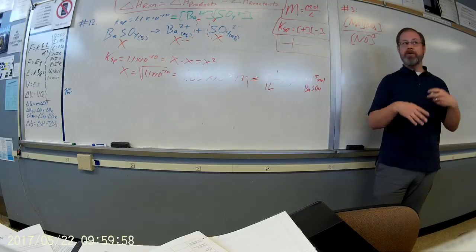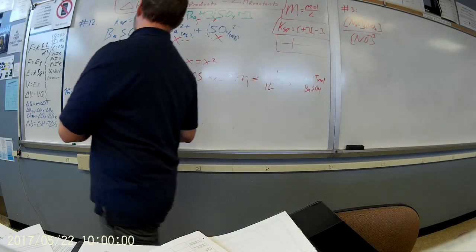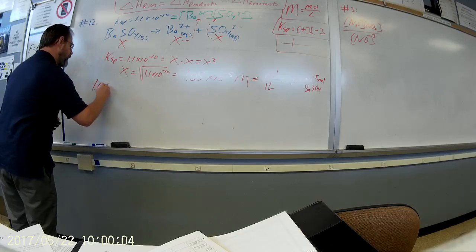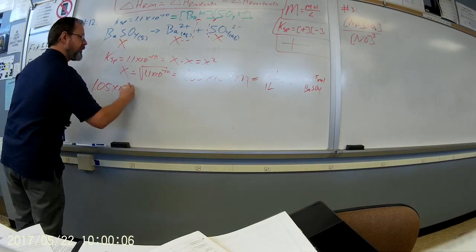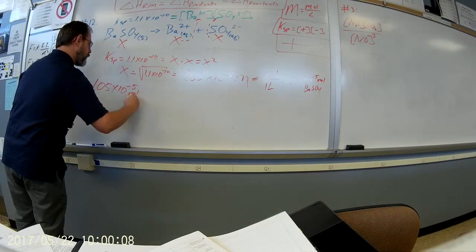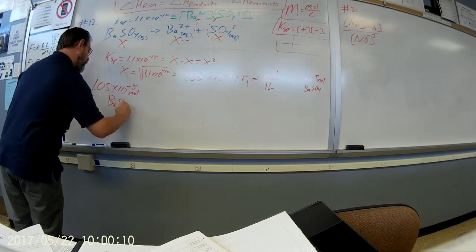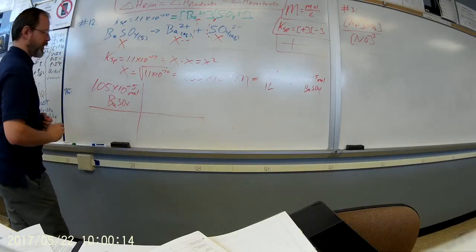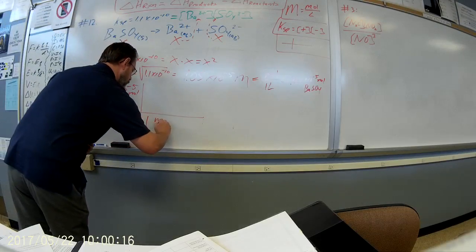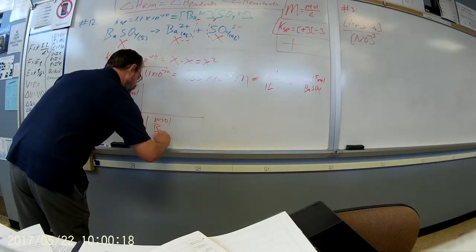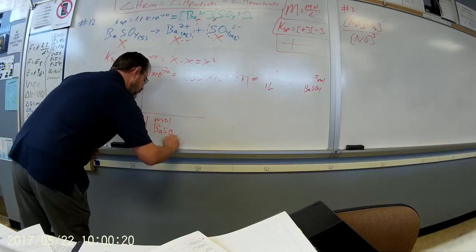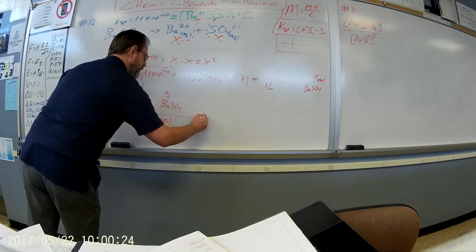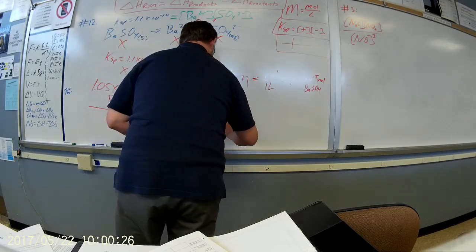So now that we have moles, it just becomes stoichiometry. We took our molarity and converted to moles. Now we have 1.05 times 10 to the negative 5 moles of barium sulfate, and we want to convert that into grams of barium sulfate. So for every 1 mole of barium sulfate, we have so many grams of barium sulfate. And that's going to give us our answer.